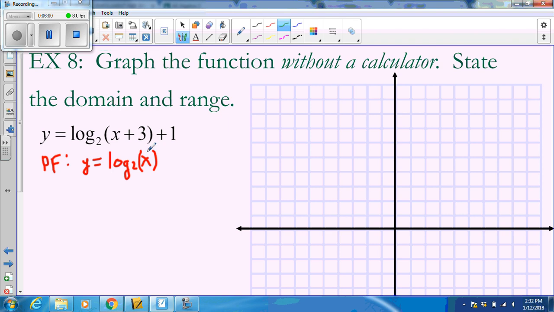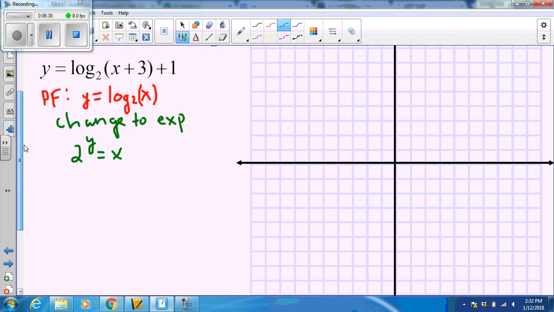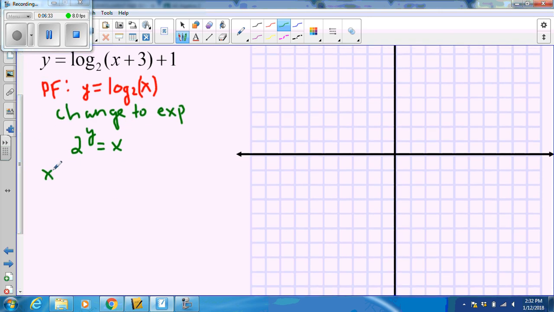Now, in order to graph this, we need to change this into exponential form. So make sure you change that. So here our base is 2, so we have 2. Remember, we take it to the y power and set it equal to x. Whenever you're graphing logs, make sure your exponent is always y, because we don't want to graph an exponential here. So now what we're going to do is we're going to take our xy table.